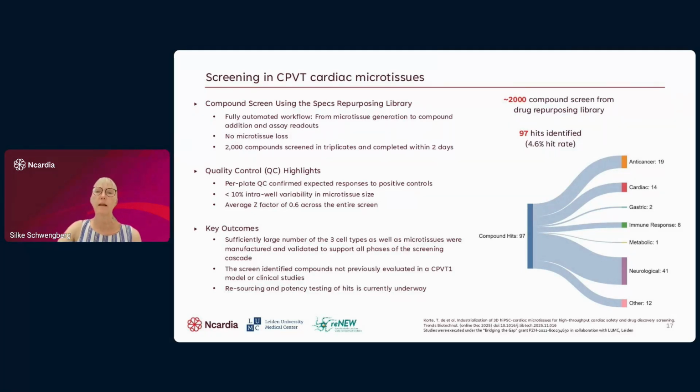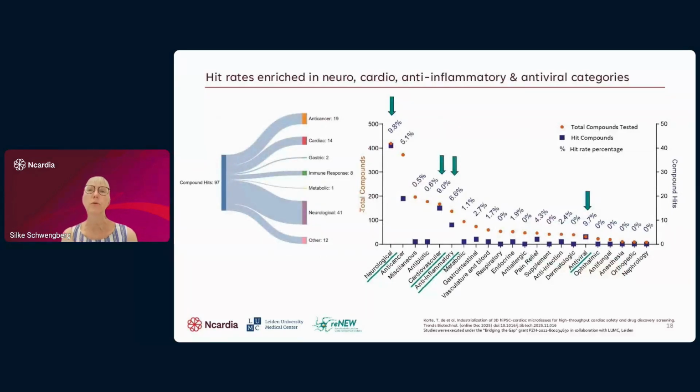And in the next slide, I show you that we had some disease or application areas where we found an increased number of hits, and the hit rate was especially enriched in neurological, cardiac, anti-inflammatory, and antiviral categories.